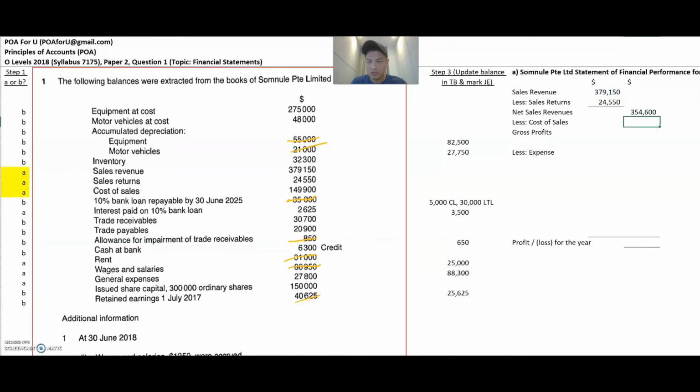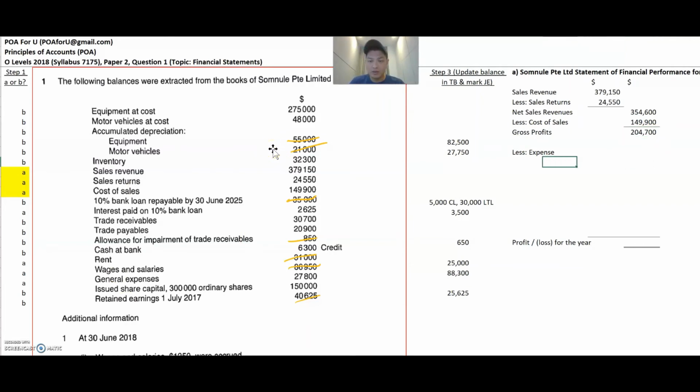Then there's less cost of sales, which is 149, and then I'll get my gross profit, which is essentially net sales revenues less cost of sales. Gross profit actually means the profits derived directly from the sale of whatever this business was selling. So it could be books, it could be cars, it could be anything, right?